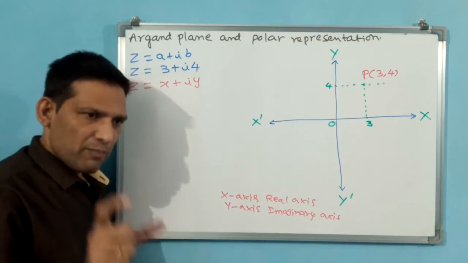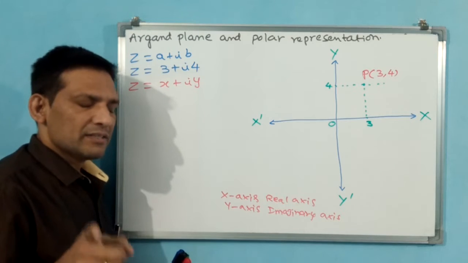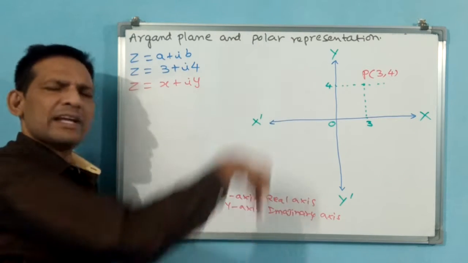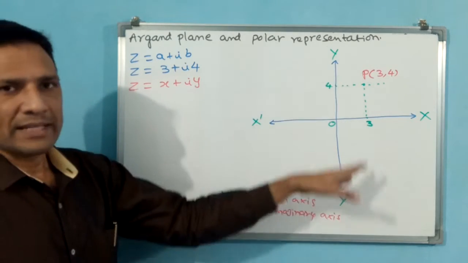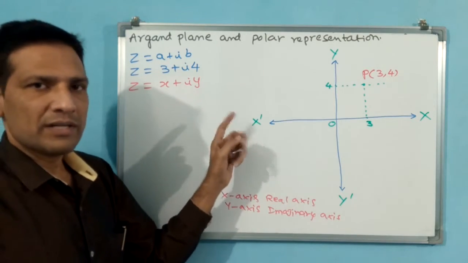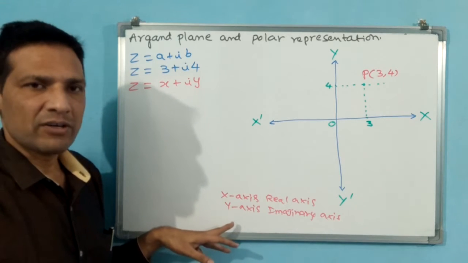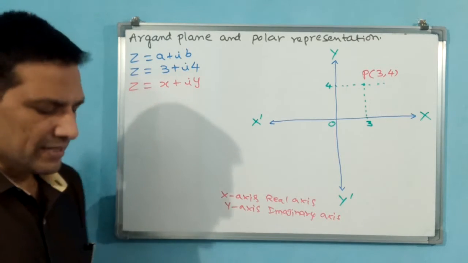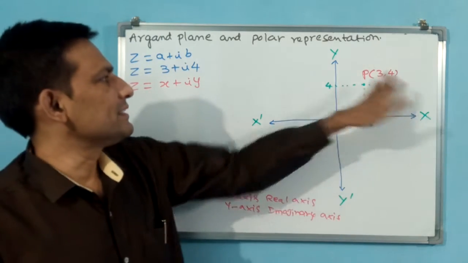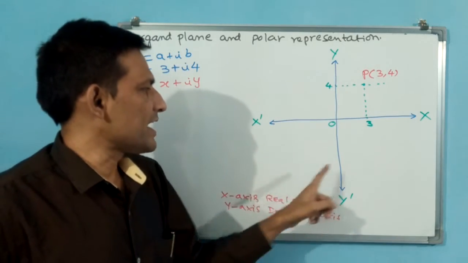Imaginary part means the part that contains ib. In that, b is the imaginary value, a real number only. Okay, we will take the imaginary part on the y-axis, and on the x-axis we will take the real part. That is why the x-axis we can call the real axis, the y-axis we can call the imaginary axis. Okay, see what are these: x, y, x dash, y dash.